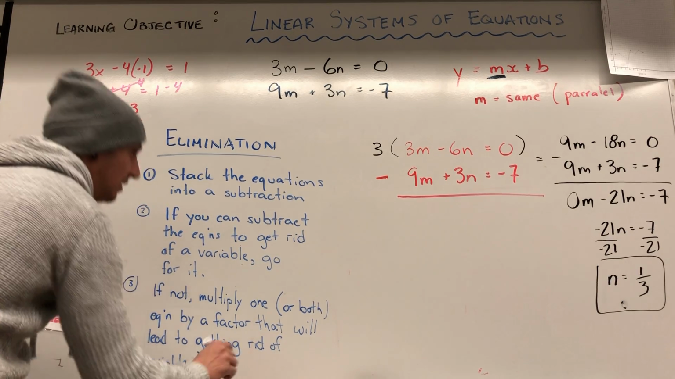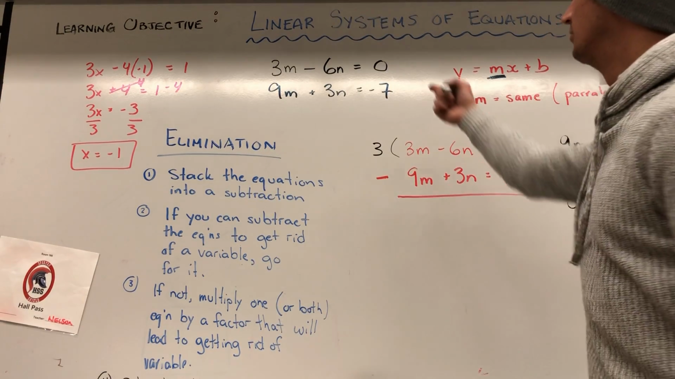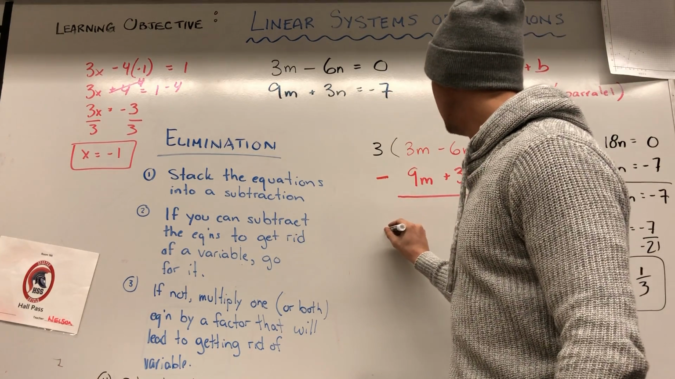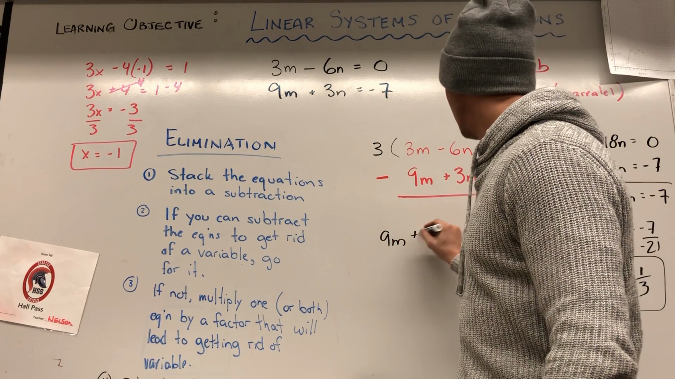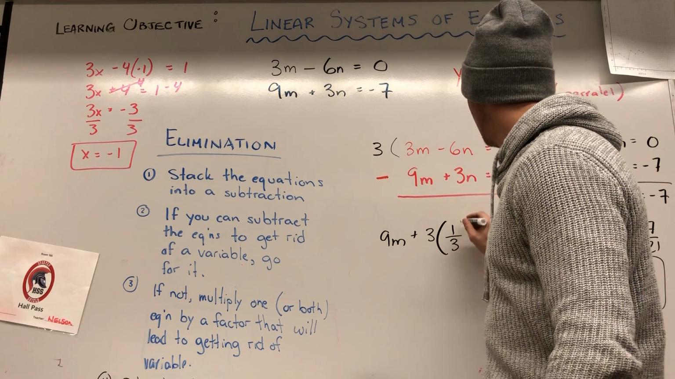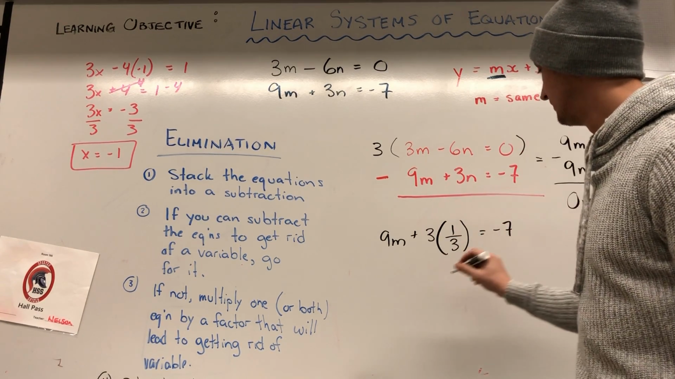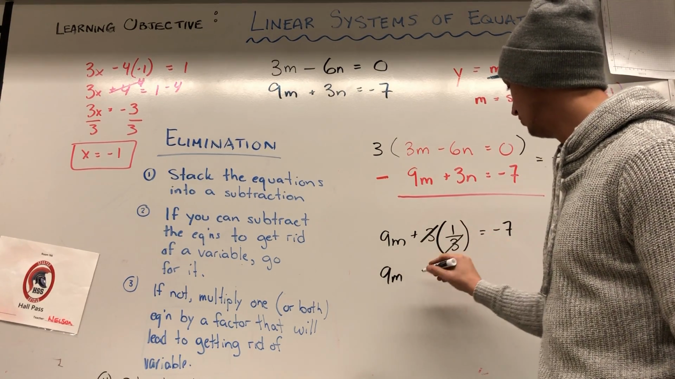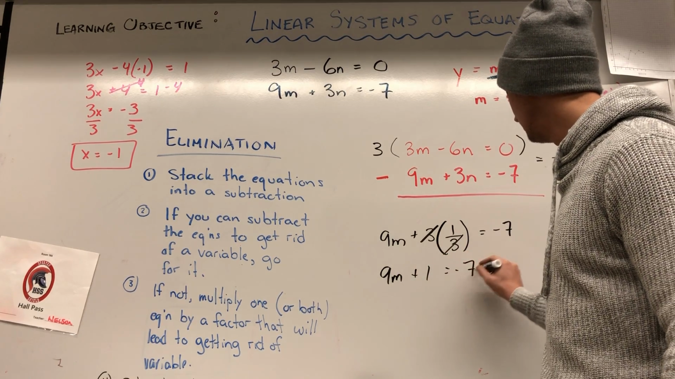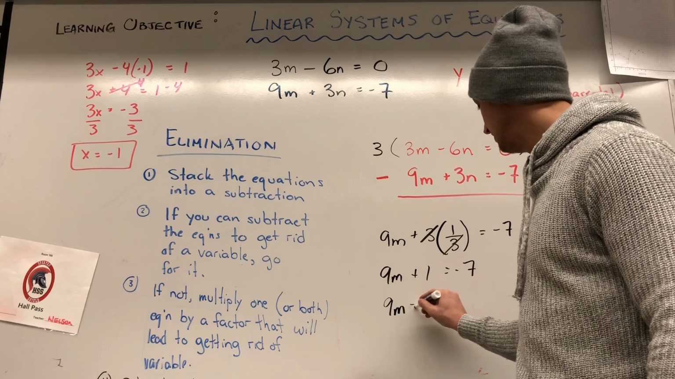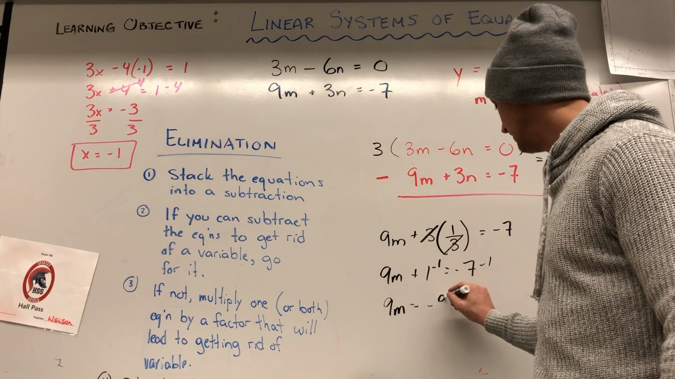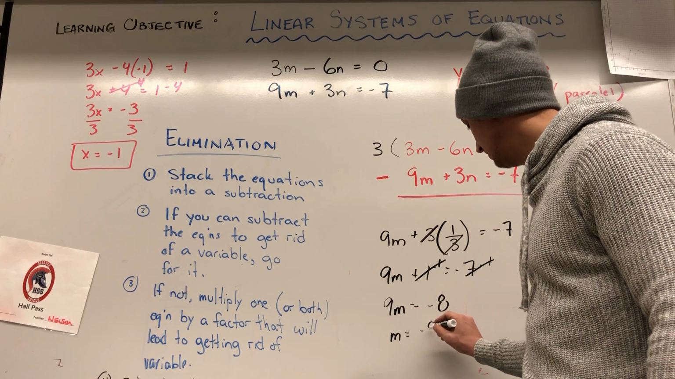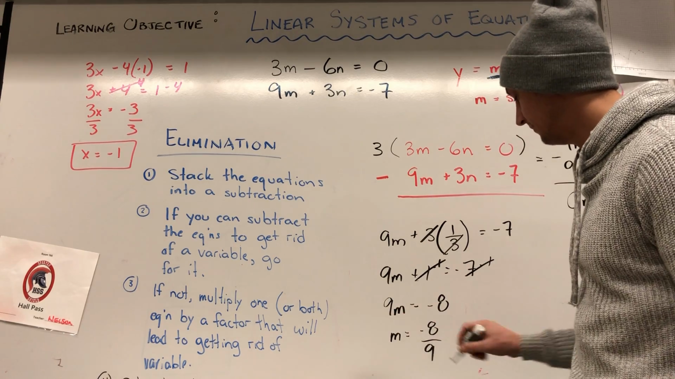Now I'm going to take this n is equal to 1/3, and I'm going to sub it back into one of these equations. Let's sub it back into this one. So I get 9m plus 3 times n, and n is 1/3, is equal to negative 7. 3 cancels out with 3. 3 times 1 divided by 3 is 1, plus 1 is equal to negative 7. 9m is equal to negative 8. So m is equal to negative 8 over 9 if I divide by 9.